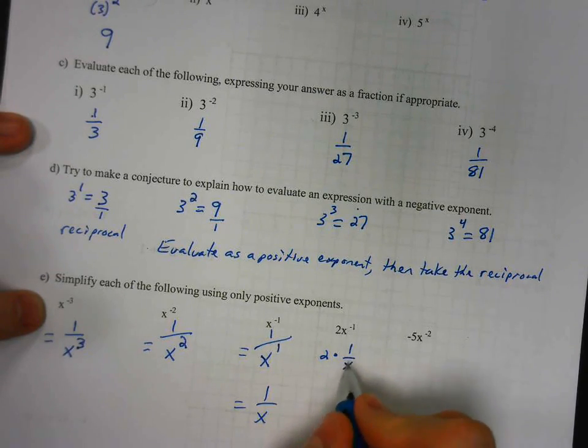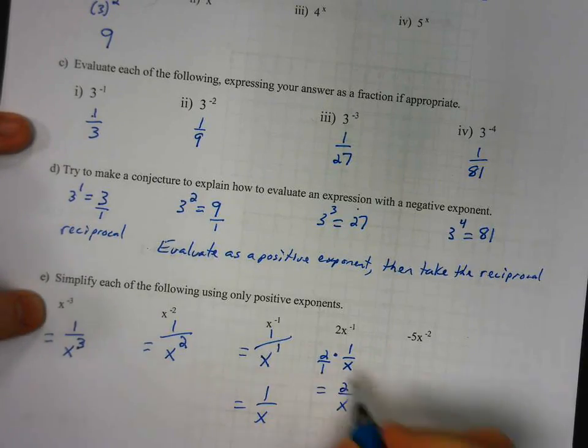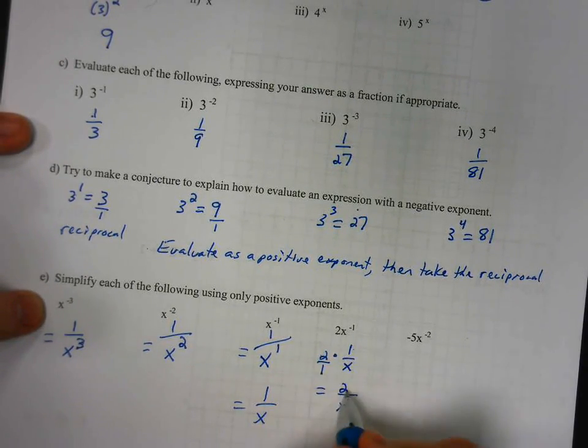So now if you do 2 times 1 over x, that would give you 2 over x, because that's like 2 over 1. And when you multiply fractions, you go straight across. 2 times 1 is 2. 1 times x is x.